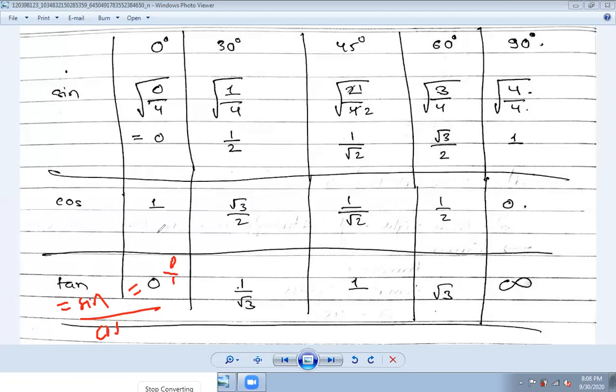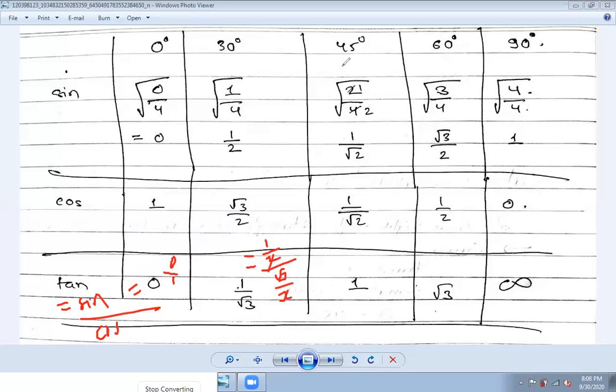Now tan 30. Tan means sine by cos. Sine 30 means 1 by 2, divided by cos 30, which is root 3 by 2. So 2 and 2 will be cancelled. What is the value left? 1 by root 3. In that way we can memorize.